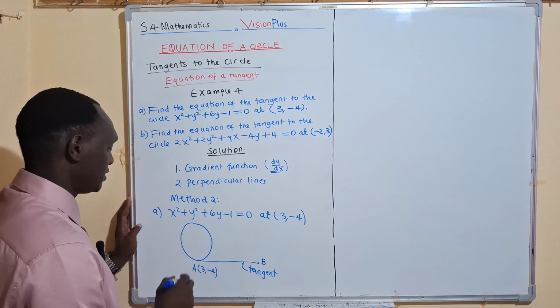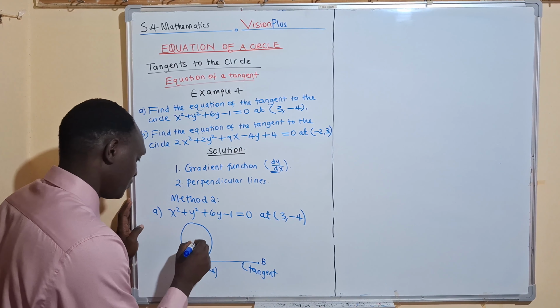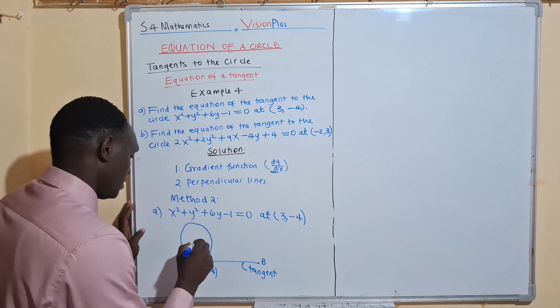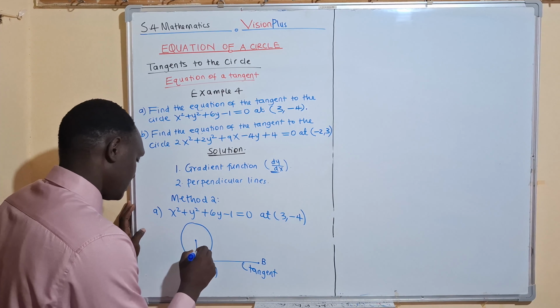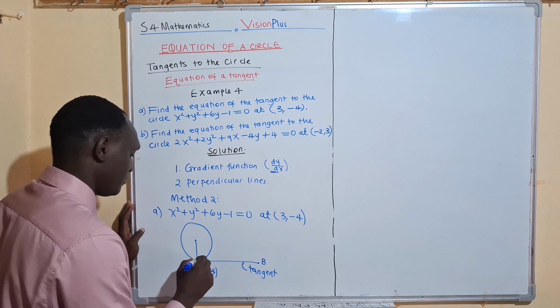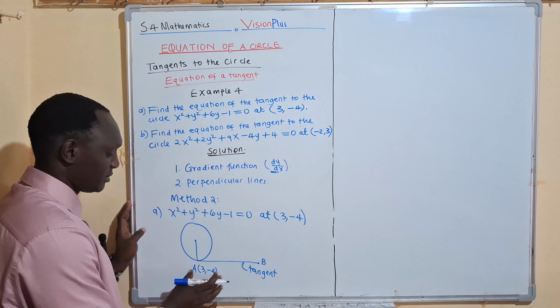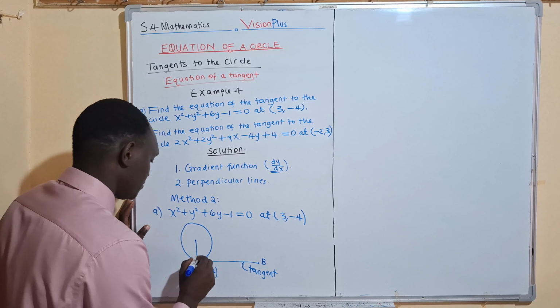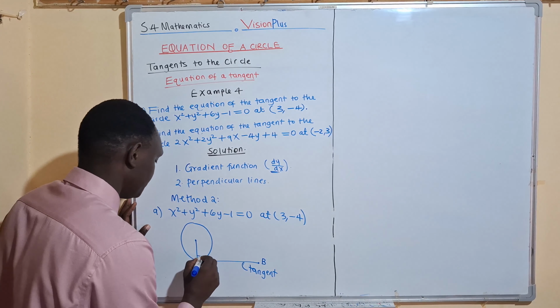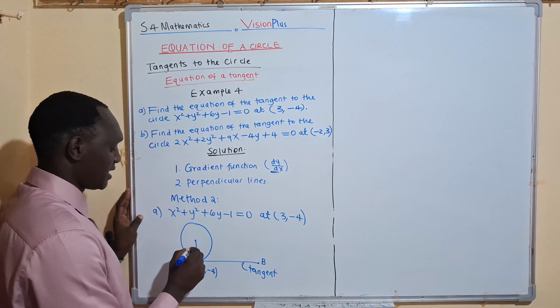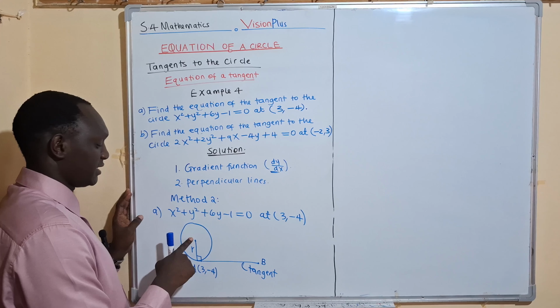Now, what do we need? We need the coordinates of the center of the circle. And this is the radius from the center to any point on the circumference, in this case the point of tangency. So, they make right angles here. Now, this is the radius. What are the coordinates of the center?